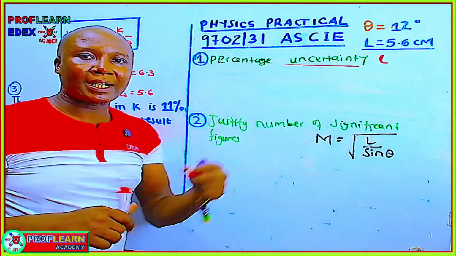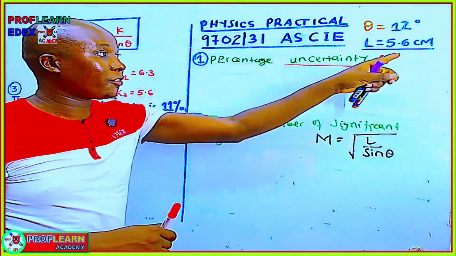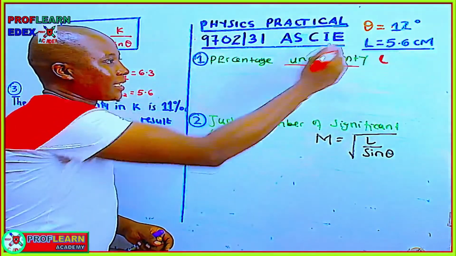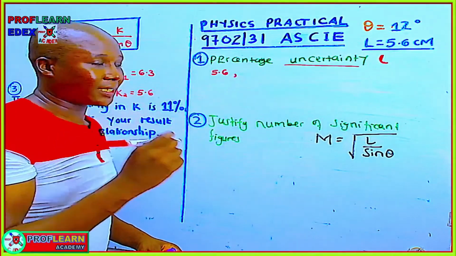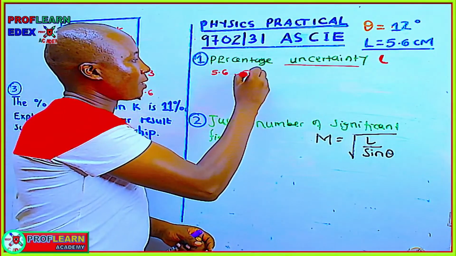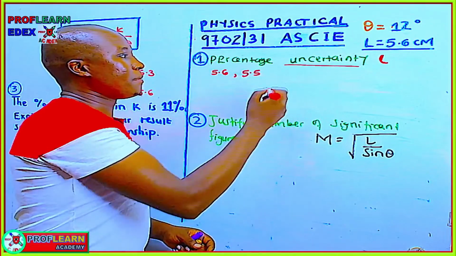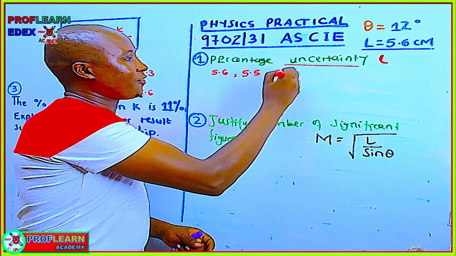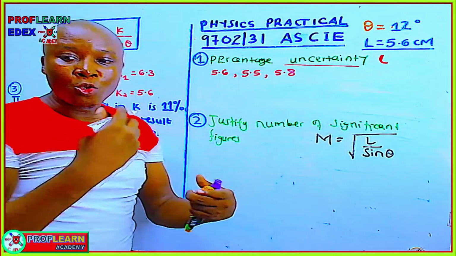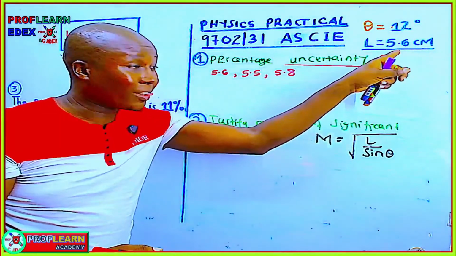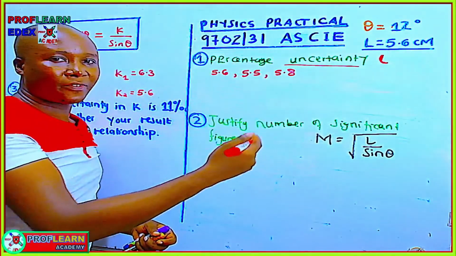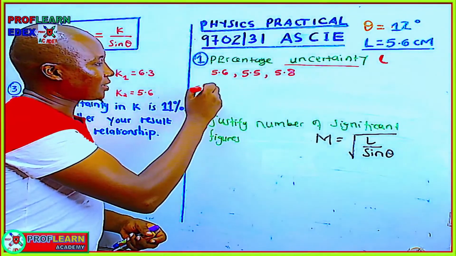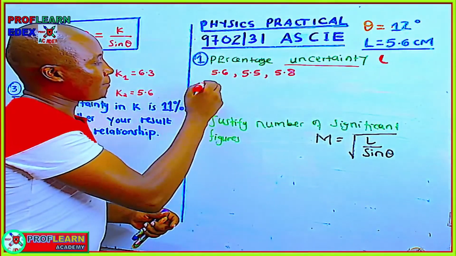I want you to go back and take different measurements for L. So you can measure L again, maybe you will get 5.6. Again, you repeat taking that measurement, you get 5.5. And again, maybe you take the measurement, you get 5.8. So you repeat different measurements for that L so that you can get different values. Then the first thing you are going to do is to find the mean of L.